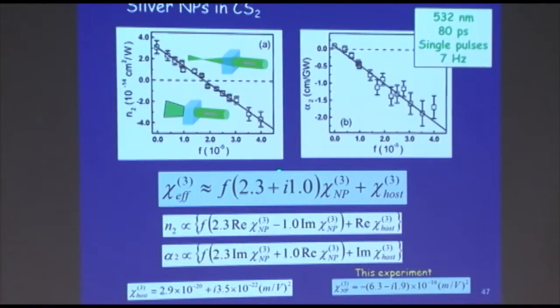And effective susceptibility can be constructed from that equation that I put before. And measuring the real part and the imaginary part of the effective susceptibility, I can determine what's the susceptibility of the nanoparticle. Okay? So that's one experiment that was done by our laboratory several years ago. I think it was in 1987. Oh no, in 2007.